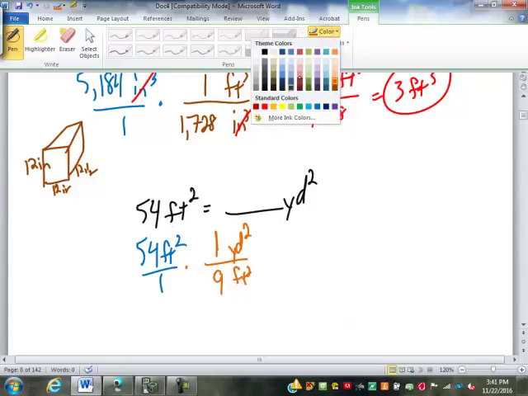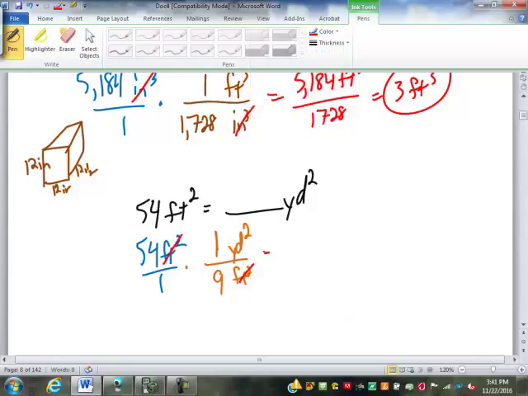So square feet cancel out. 54 times 1 yard is 54 yards squared. 1 times 9 is 9. 54 divided by 9 is 6 square yards.